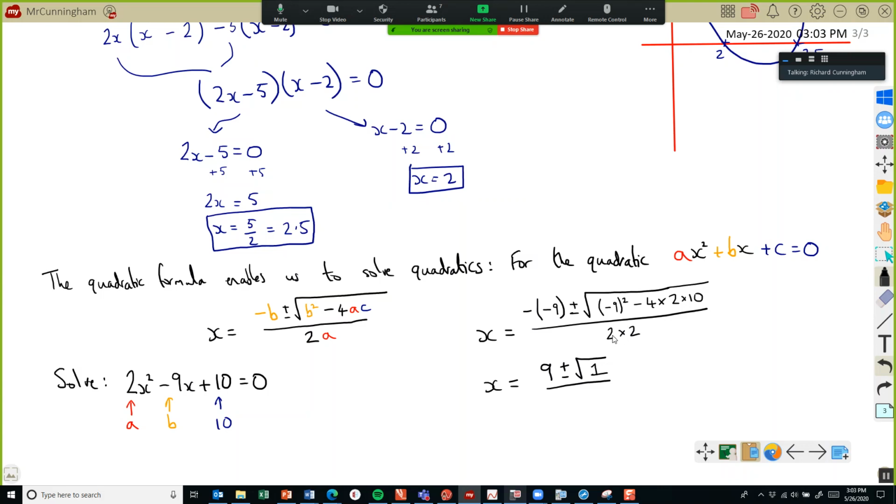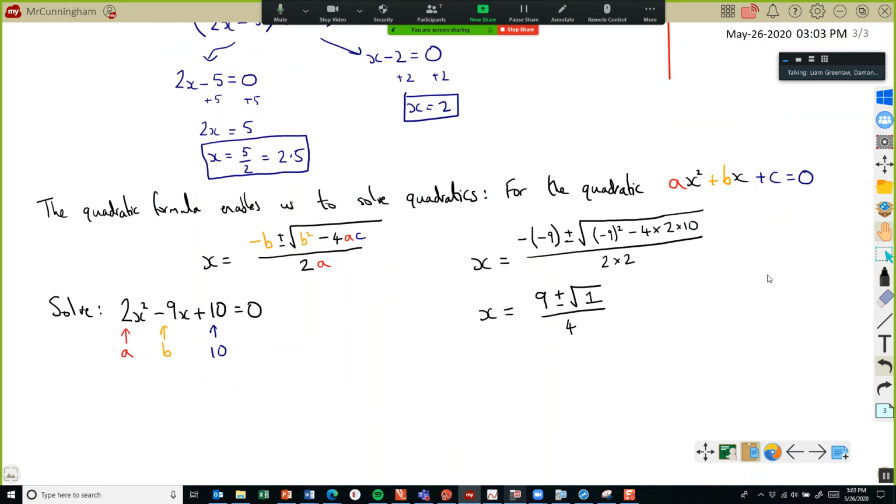Divided by 2 times 2 is 4. So it's starting to look a bit better. All right. Now we've got this whole plus and minus. All that means is we need to do 2 calculations. We need to do 9 plus the square root of 1 over 4, and we need to do 9 take away the square root of 1 over 4.